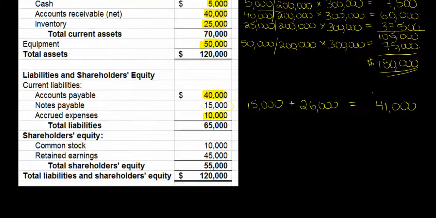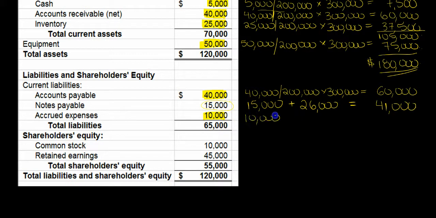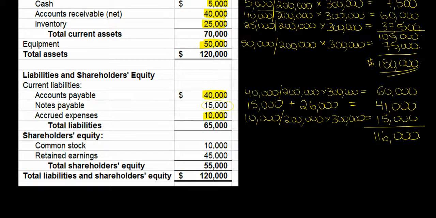Okay, now let's go down to the liability side. So we'll do the same thing. So our accounts payable, we'll take 40,000, divide that by the old sales, and then multiply that by the new sales. And that gives us 60,000. And then the accrued expenses. So 10,000 divided by the 200, and then multiply that by 300,000, so your new sales. And that gives us 15,000. So when we add up all of our total liabilities, that gives us the 60, 41, and 15. Those equal 116,000.